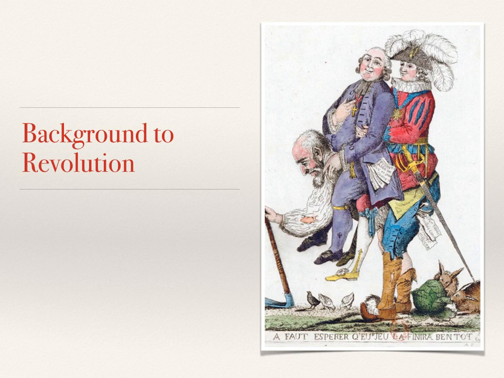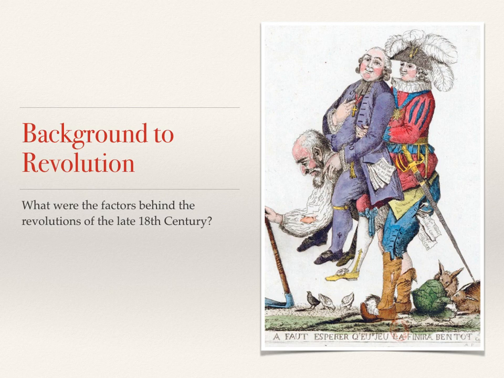So the first section is just background to the French Revolution. What were the factors that led to these revolutions in the late 18th century? And here we're talking primarily about what we call the ancien regime, the old order, the order that precedes the French Revolution. What was society, government like during this period, and why does it set up the revolutions?